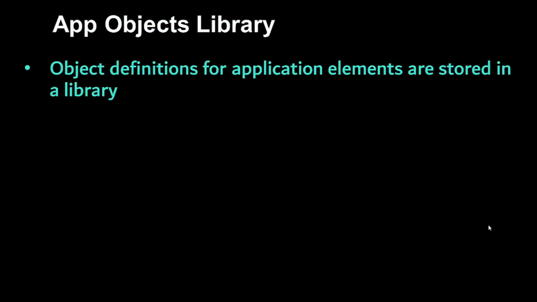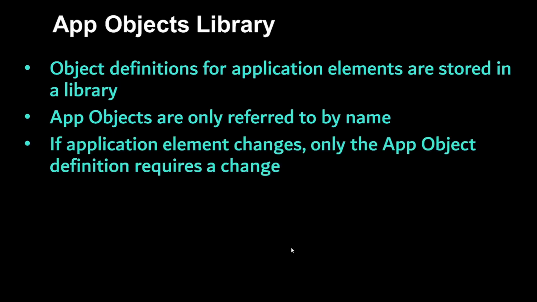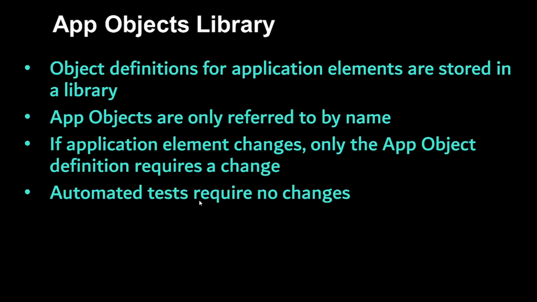Let's take a little bit of a deeper look. Object definitions for application elements are stored in a library. App objects are only referred to by name, so there's a mapping between the name of an object and its definition. That's how we get the isolation between your tests and the objects. We want to insulate your tests from changes in the target application, so when the target application changes, it doesn't break all of your scripts. That's a very, very important concept. So if an application element changes, you only have to change the definition that requires a change. The automated tests will require no changes.